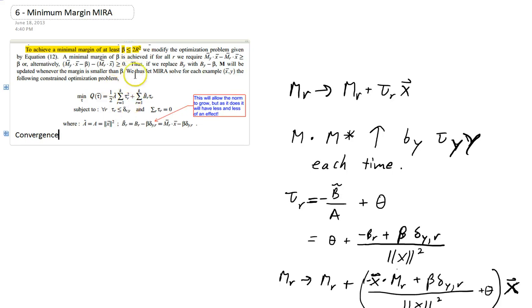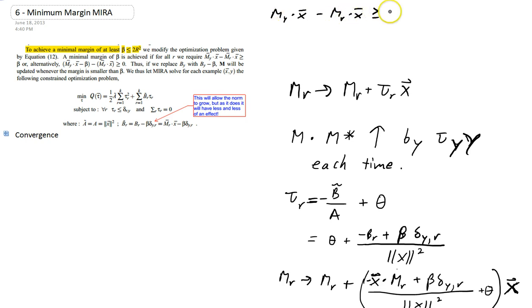And so by margin here, we mean my.x bar minus mr.x bar. We're going to try and make this greater than or equal to beta for all r that are not equal to y. So that's what we mean by minimum margin. Note that if x is a large vector, this could correspond to a very small margin in terms of distance, right?